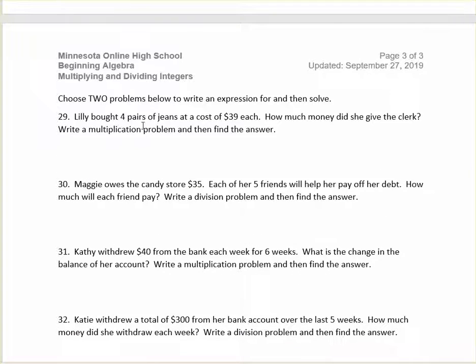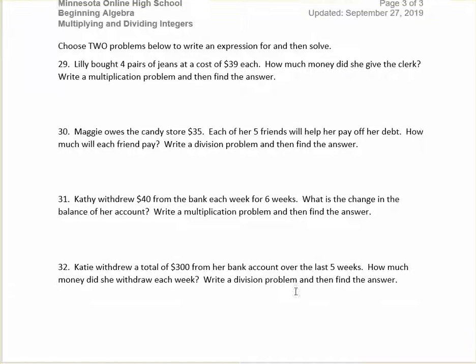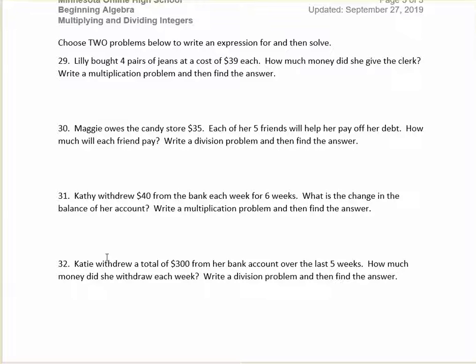The last section that you have to do, you only need to choose 2 of these problems below. There's 4 of them, you only need to do 2. And you can read through them and decide. They all have something to do with money, so that's interesting. Let's look at 32. Katie withdrew a total of $300 from her bank account over the last 5 weeks. How much money did she withdraw each week?